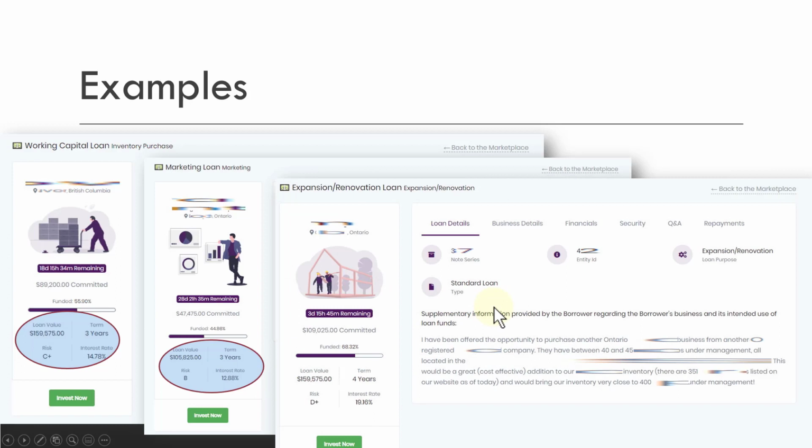This company wants to raise about $100,000. And they're being offered a 4-year term at about 19% interest. They're not quite as credit worthy as the other guys. And what they want to do with the money, as I recall, is they want to buy some buildings. They want to buy out one of their competitors.